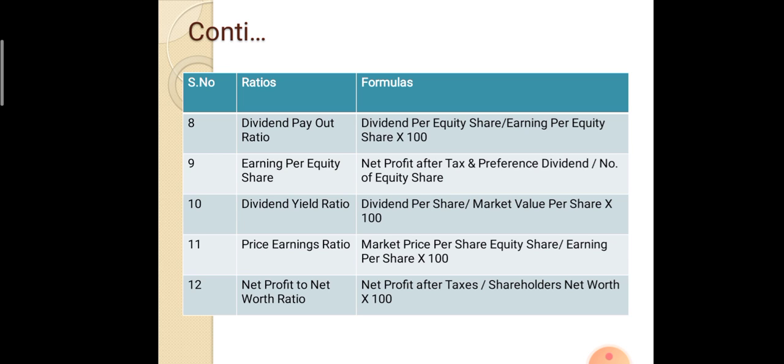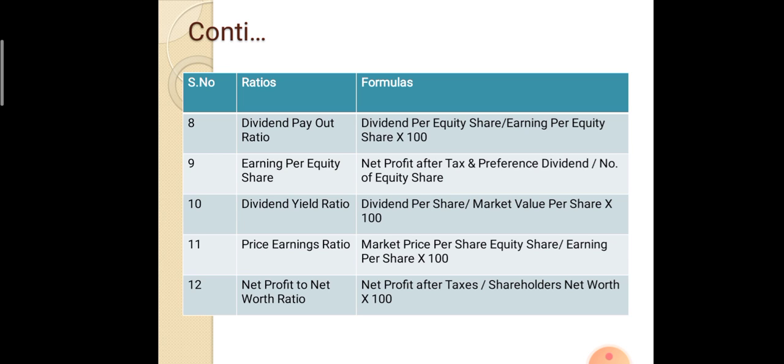It is nothing but the amount accrued to the equity shareholder on one share held by him. So earnings per share is the net profit after tax and preference dividend that is earned on 1 unit of equity. Which is calculated like this, that is profit after tax minus preference dividend divided by number of equity shares. So this is nothing but earning per equity share.